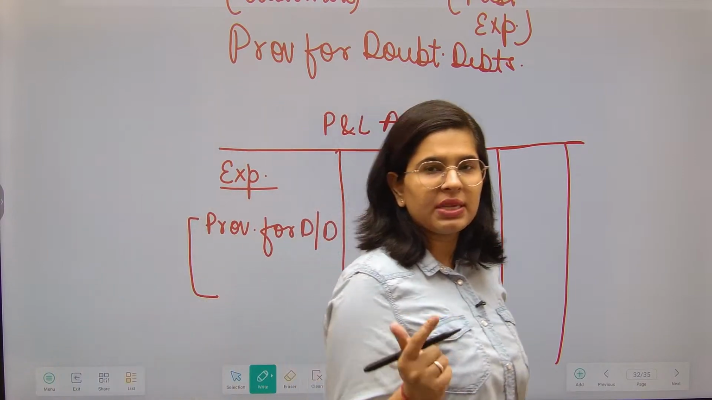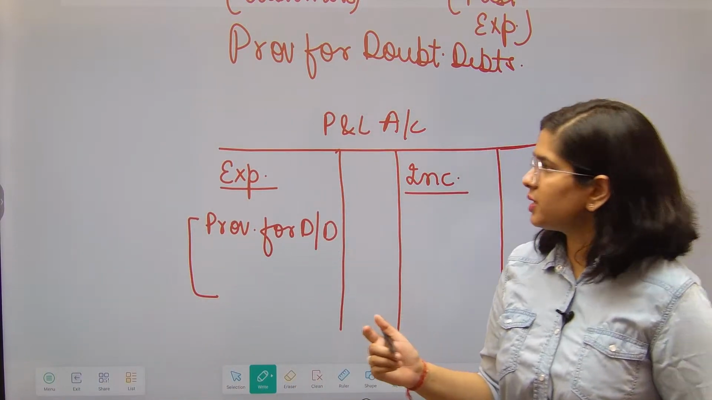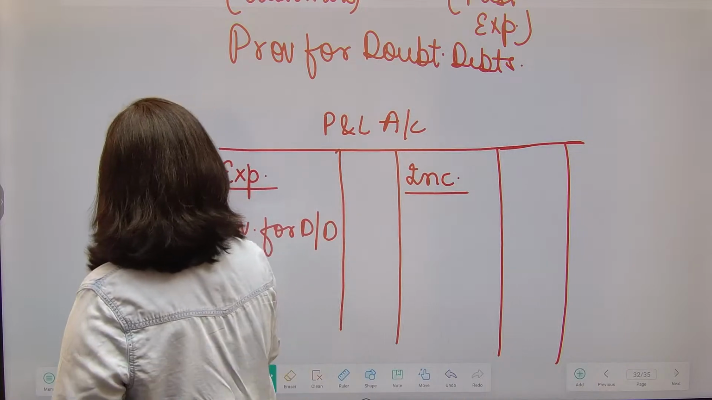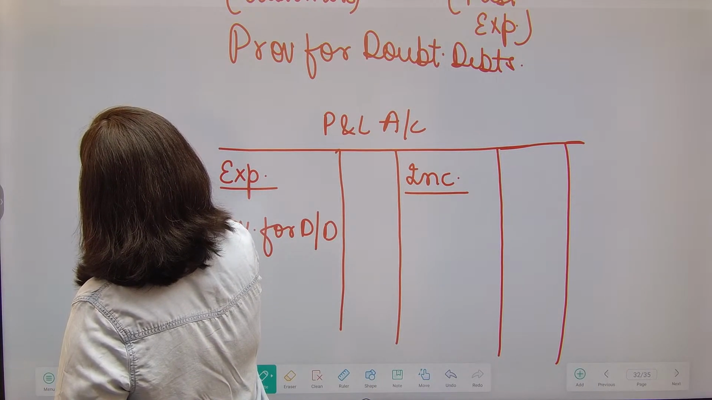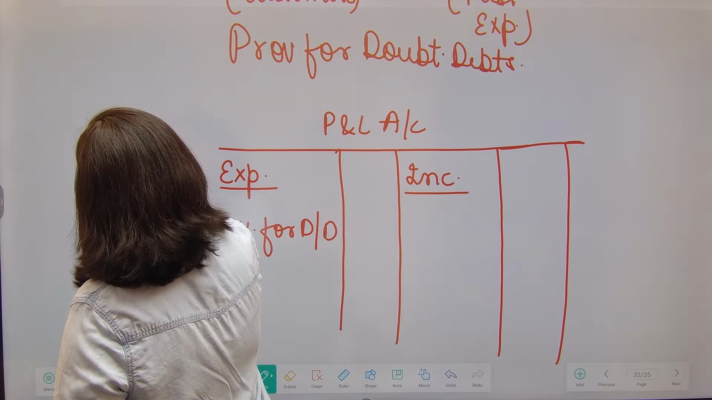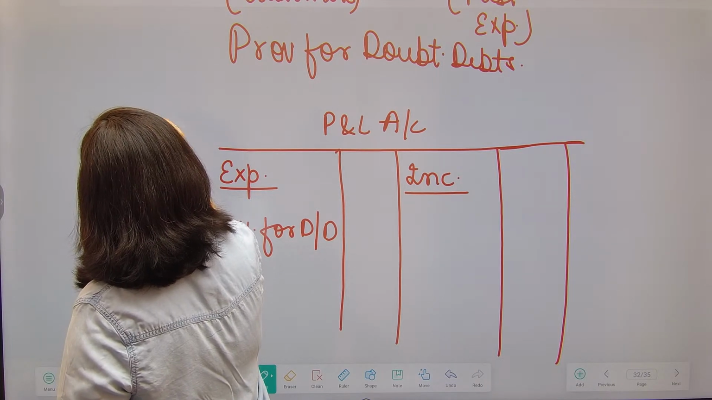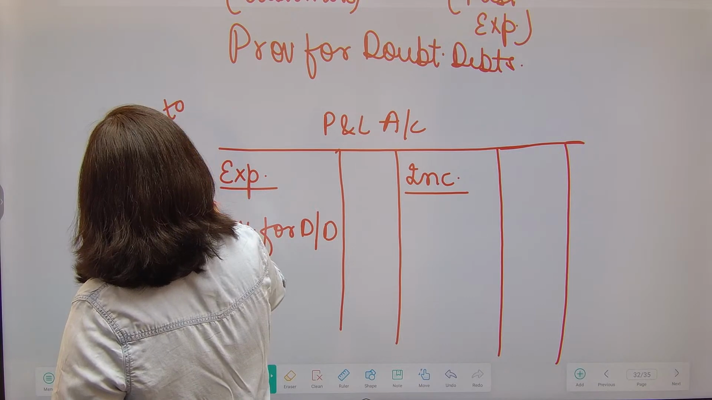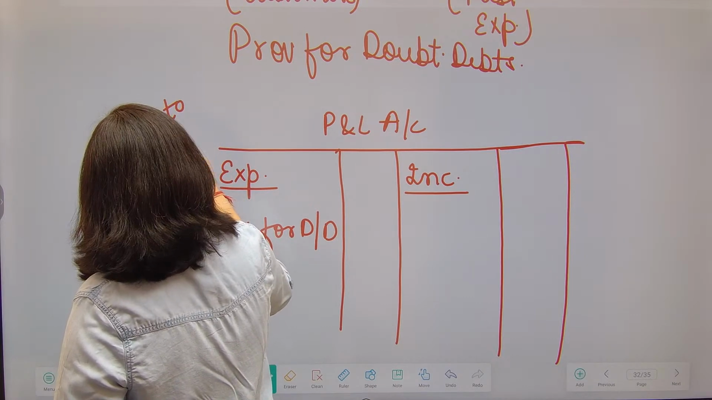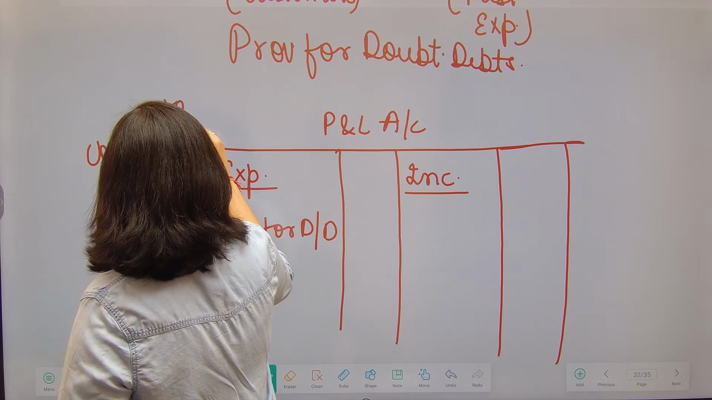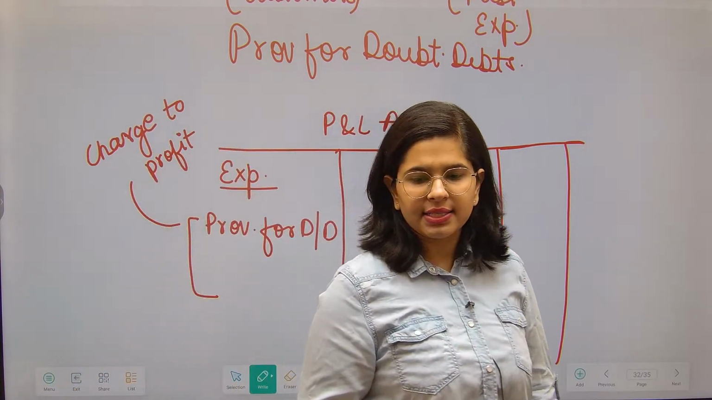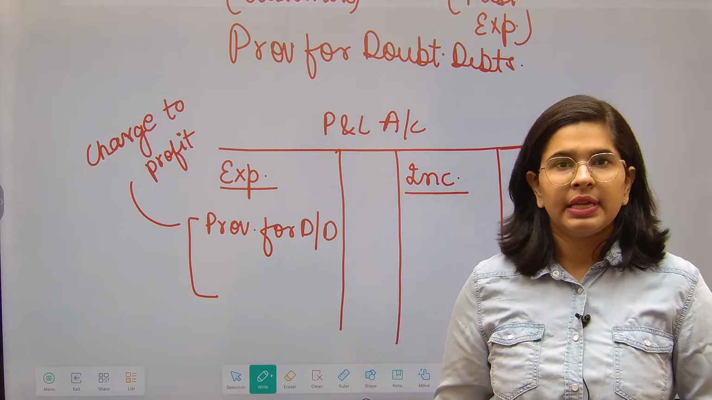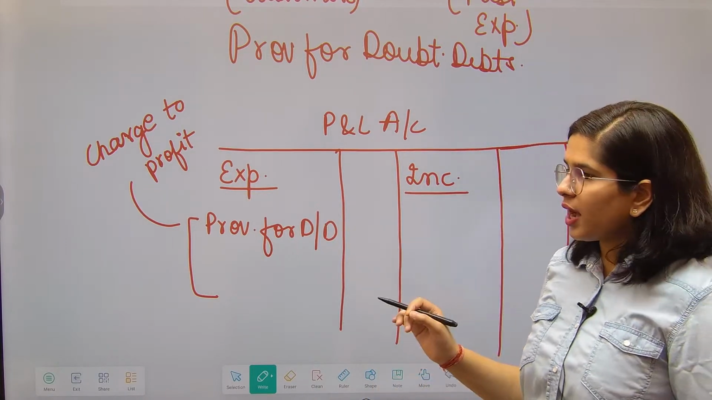So they have a specific term. What do you call it? This is called the charge to profit. You might encounter such a term in the examination. That is why I am writing it. Anything that is debited in the profit and loss account is called the charge to profit. Okay, this is called charge to profit.